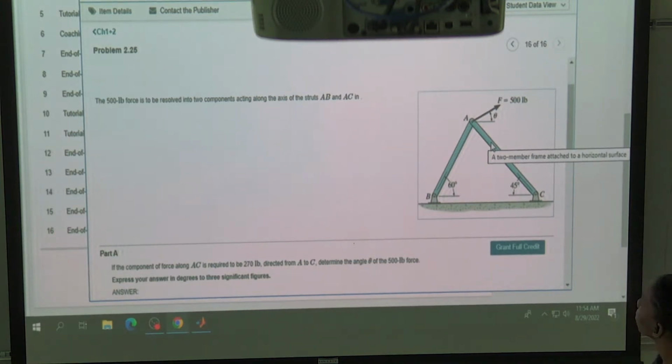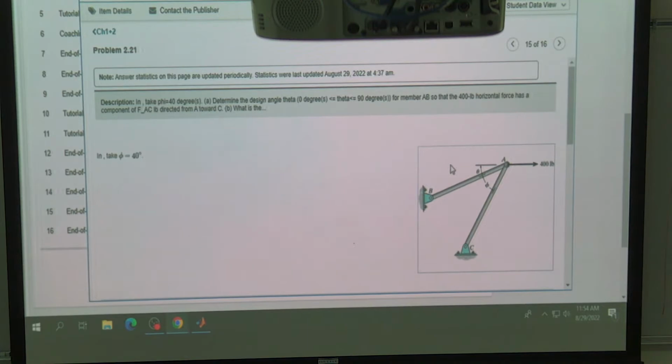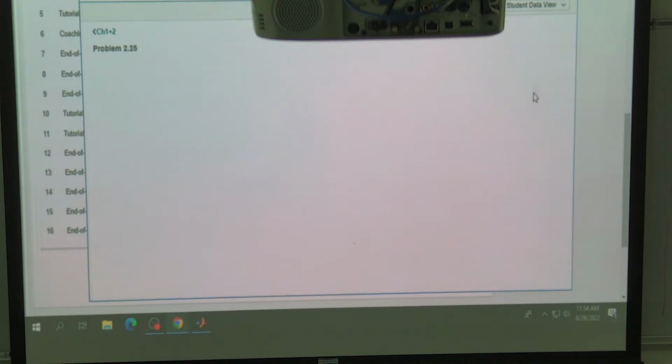I think it was number 16. Look at number 15 real quick. Maybe I was wrong. Would this go back to the 15? No, it was that one. It was 16. Okay, that one I got both of them wrong.